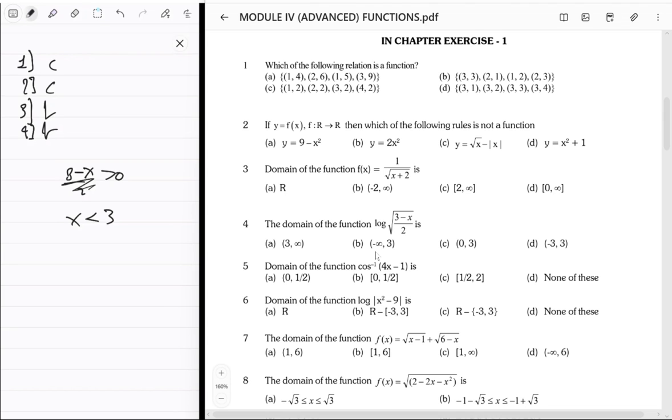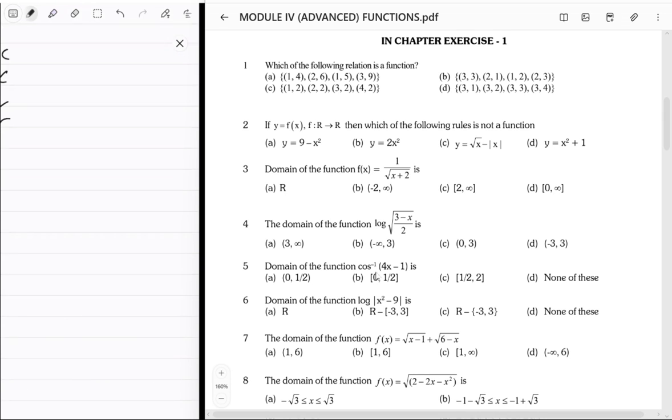Next question. Fifth, you got the domain of the function cosine inverse of 4x minus 1. The domain of cosine inverse is negative 1 to 1 inclusive. So what does that mean? 4x minus 1 must be in this range, negative 1 to 1. So 4x is in 0 to 2. So x is in 0 to 1 upon 2, right? Makes sense. So 0 to 1 upon 2 inclusive. So B is the answer.